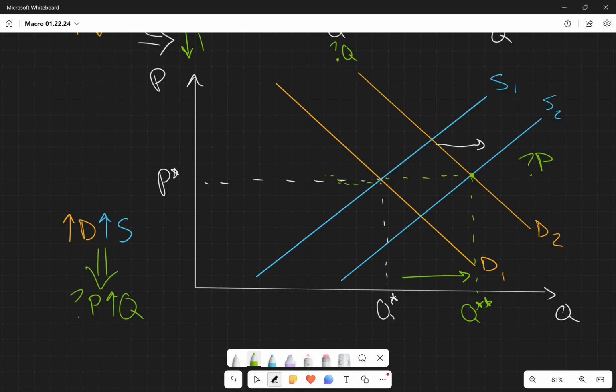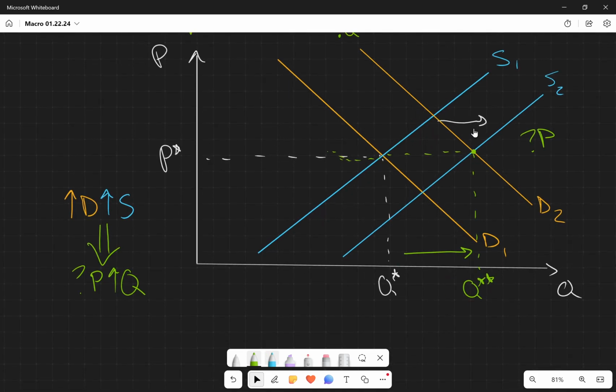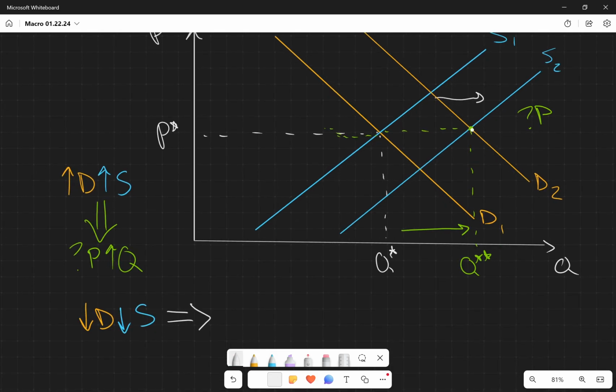So as you can tell, I've done two of these, right? We have two elements, supply and demand. So there's two more, right? If you have a decrease in demand and a decrease in supply, that's going to result in a decrease in quantity. So the opposite of this one is, if you have a decrease in demand and a decrease in supply, then you're going to end up with a question mark for price and a decrease in quantity.